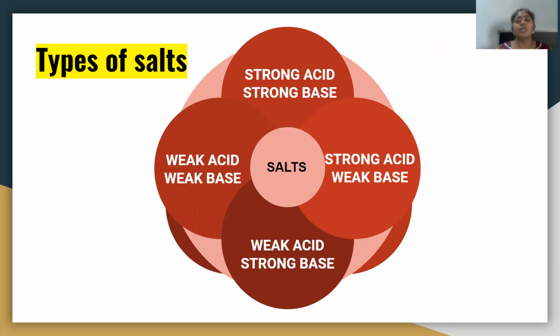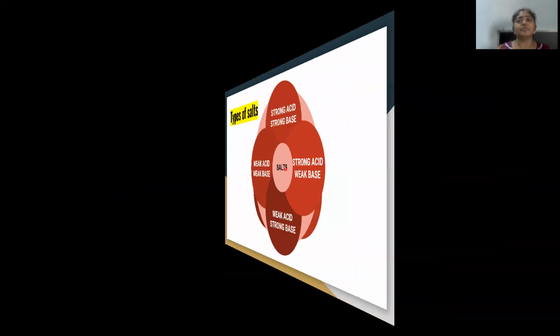of salts. The first one is a salt of a strong acid and a strong base, or you could have a salt of a strong acid and a weak base, or you could have a salt of a weak acid and a strong base, or you could have a salt of a weak acid and a weak base. So let us understand all these types of salts in relation to hydrolysis in a short while.